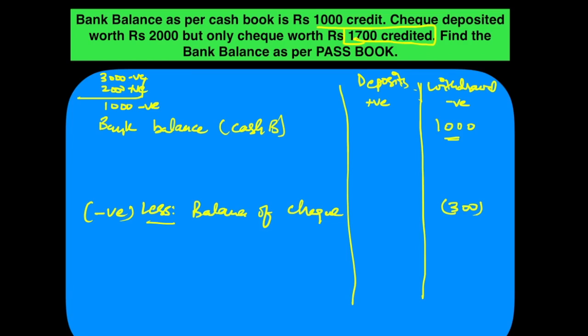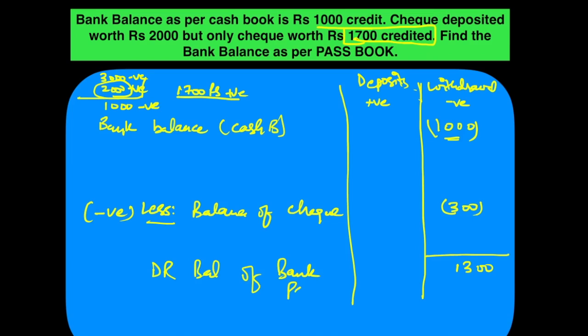So we added 2000 rupees. The bank added only 1700 rupees positive. So we are supposed to reduce our 2000 to 1700. So we are going to reduce it by 300 rupees. After reducing, we arrive at a value of 1300 because both these are negative. This 300 is also negative. So we have 1300 as the debit balance of bank passbook.